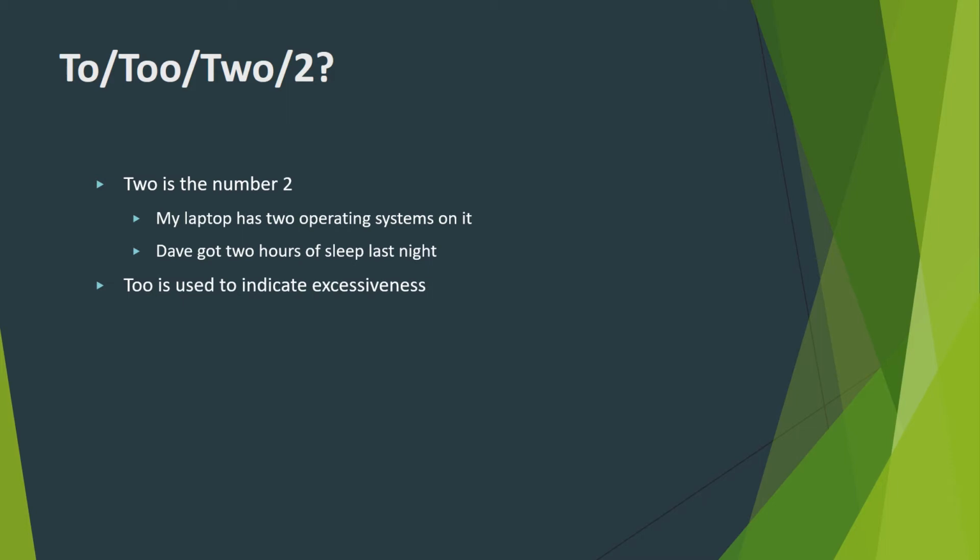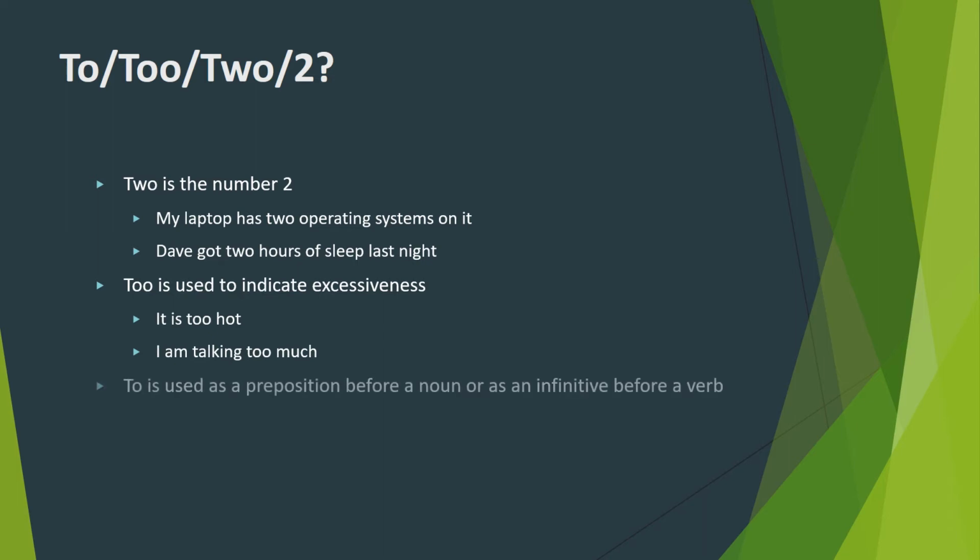Too, T-O-O, is used to indicate excessiveness. Too plenty. It is too hot. I am talking too much. I usually eat too much food. Too means excessive. Where are you going to would not include that extra O. But sometimes I like to talk too much. That's where I'm using T-O-O.